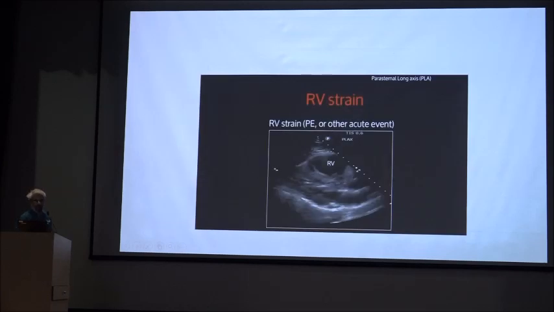Also, RV strain due to any acute event like pulmonary embolism will give us a dilated RV. In this view we can make out the dilated RV. So this is the LA draining into the LV, and this is a dilated RV. Its size is almost bigger than the LV. So this is most likely a pulmonary embolism.